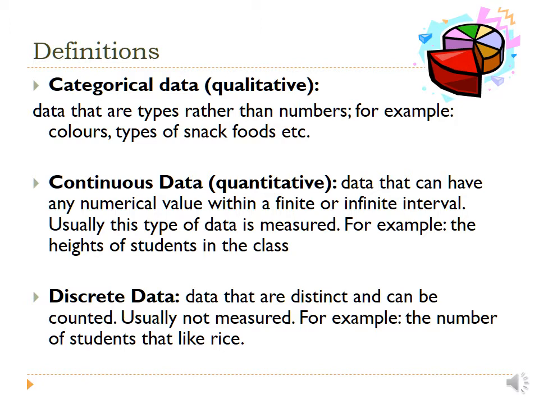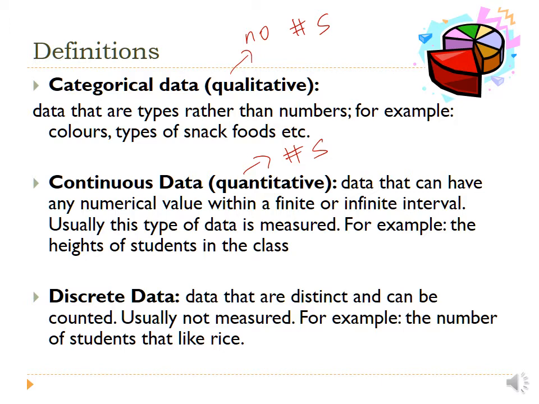Your next definition, continuous data. This is quantitative, which means that it has numbers. So qualitative, no numbers. Quantitative, definitely has numbers. And continuous data can have any numerical value within a finite or infinite interval. Usually this type of data is measured.